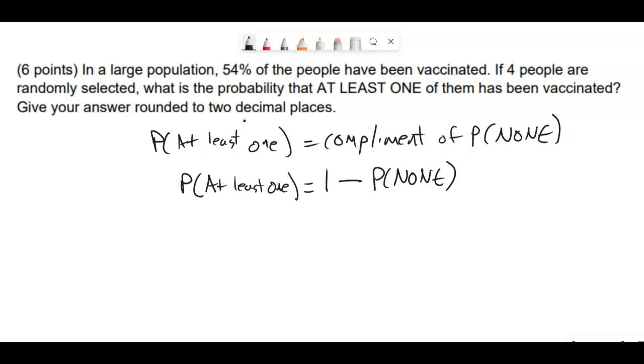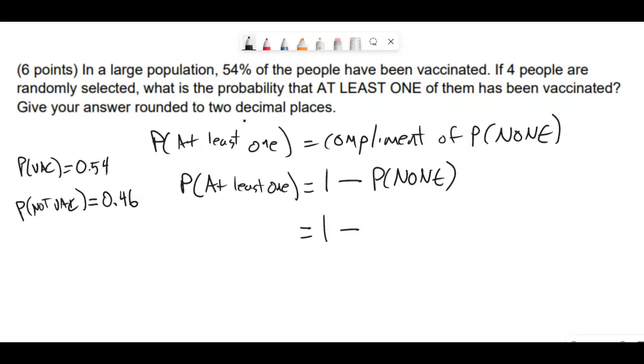All right, so the probability of vaccination is 0.54. The probability of not vaccinated, again, would be the complement, which would be 1 minus 0.54, which is 0.46. So we need to get the probability of at least 1 being vaccinated, which is 1 minus the probability of all 4 of them not being vaccinated.